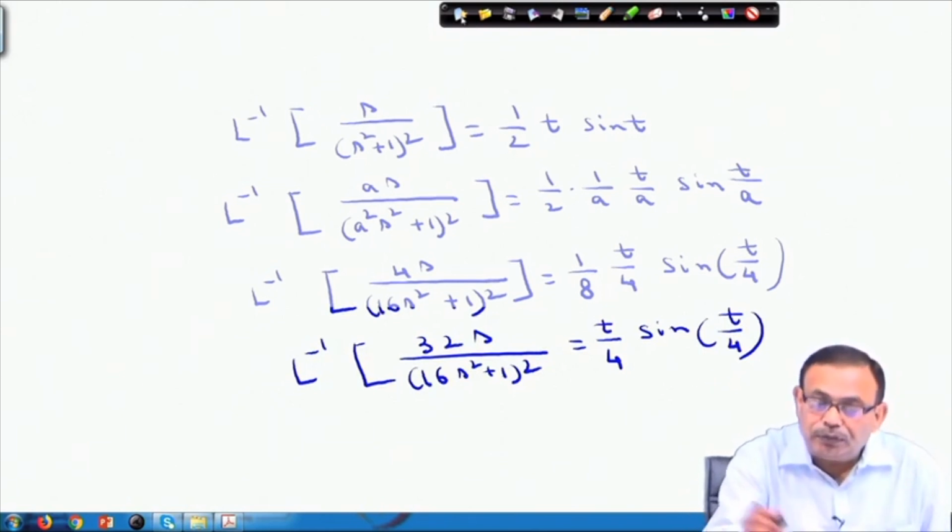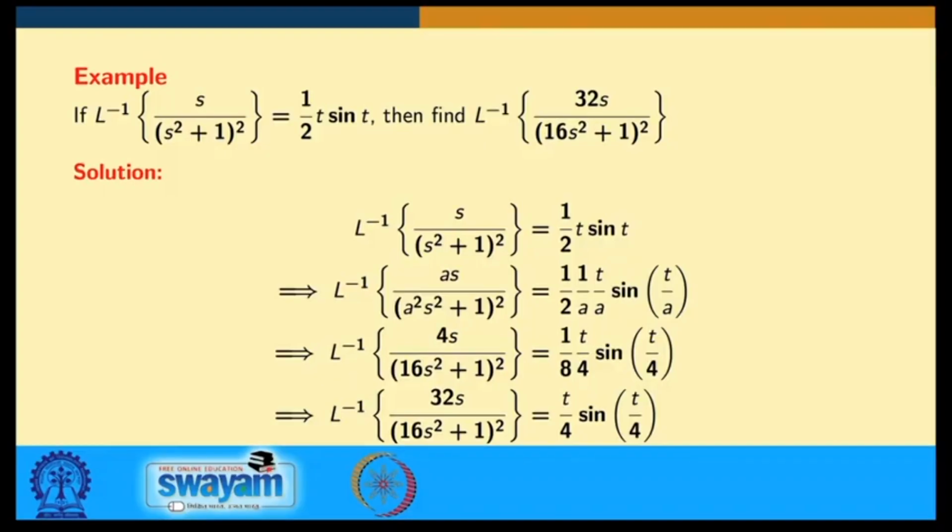I hope it is fine. So, I am getting this Laplace inverse of this, from here I am getting this. Now, substitute a equals 4. So, you will get 1 by 8 t by 4 sin t by 4, and ultimately you are obtaining your result as t by 4 into sin of t by 4.